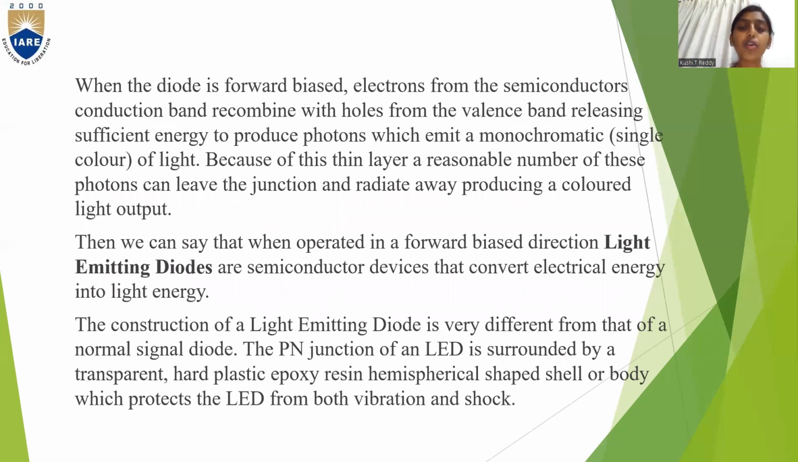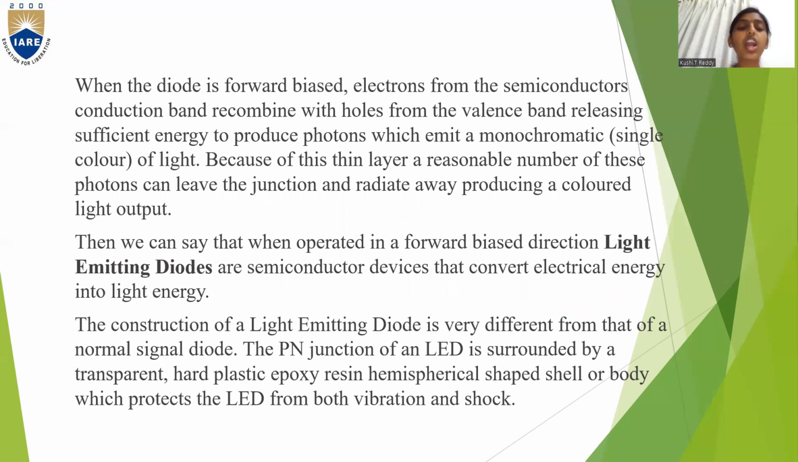When the diode is forward biased, electrons from the semiconductor's conduction band recombine with the holes from the valence band, releasing sufficient energy to produce photons which emit a monochromatic, that is single color, light. Because of this thin layer, a reasonable number of these photons can leave the junction and radiate away, producing a colored light output.